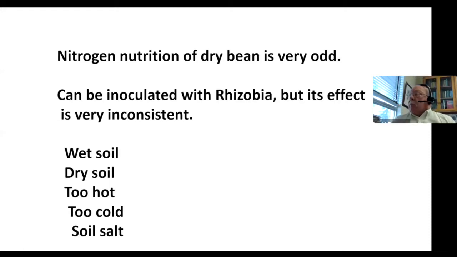All right, and we had a question about this in the chat a little bit ago. So the nitrogen nutrition of dry beans is really strange. It's much different than any other legume that we work with. The relationship between the rhizobium and the dry bean is just not very strong. And when you inoculate it, when there is inoculum in the soil, the effect is very inconsistent. Things like wet soil, dry soil, too hot, too cold, a little bit of soil salt, more than adapted, all of that can result in sloughing off of the nodules.